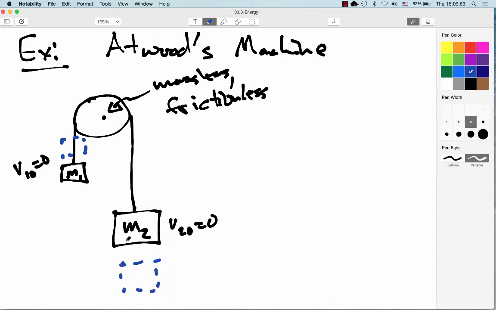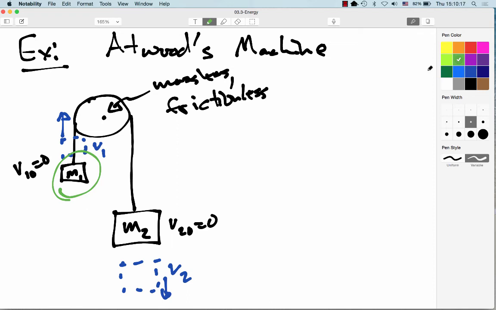Now, they're under a constraint. Whatever V1 is, that's what V2 has to be. The only difference is the direction. Okay. So one way we could do this is to do it by force analysis. So let's go ahead and do that. So we'll do our force identification diagram.